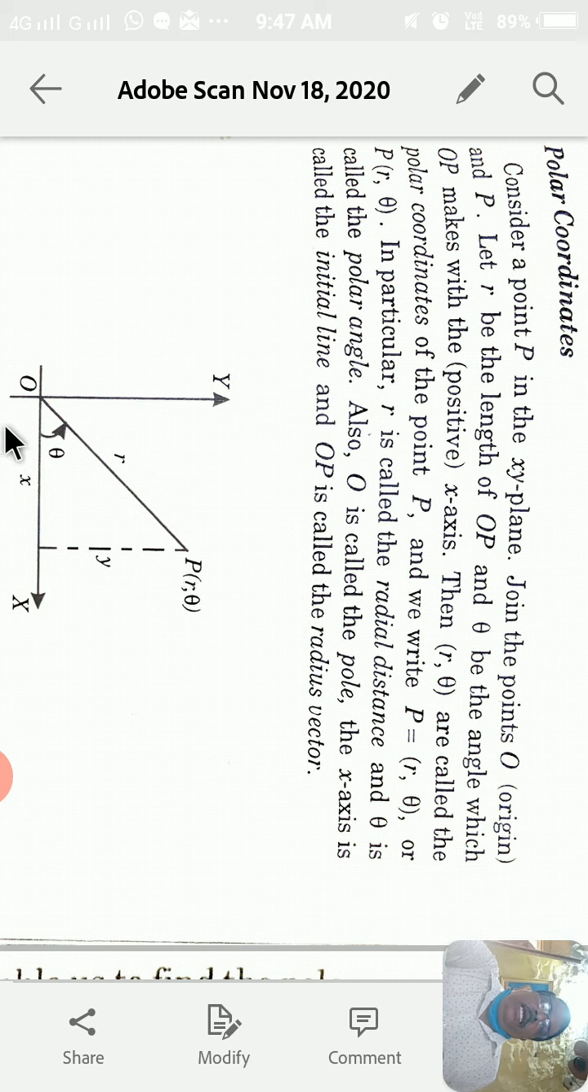So with the help of these r and theta, we are able to locate a point P in a plane. Therefore r and theta are called polar coordinates. Here r is known as the radial distance, and theta is called the polar angle. O is called the pole, the x-axis is known as the initial line, and OP is called the radius vector.